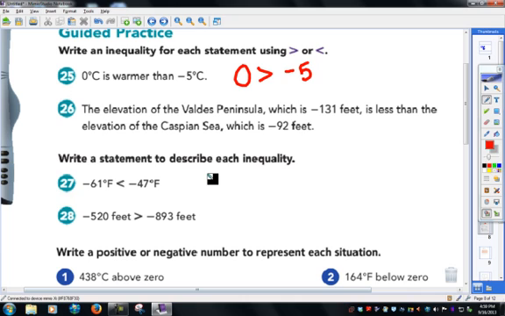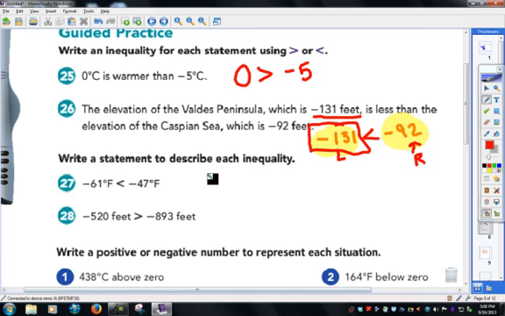The elevation of Valdez Peninsula, which is -131 feet, is less than the elevation of Caspian Sea, which is -92 feet. So -131 is less than -92. Again, if you thought about these two numbers right here, just visualize them on a number line. Which one would be to the left and which one would be to the right? This one would be more right. This one would be more left. You're going more negative.